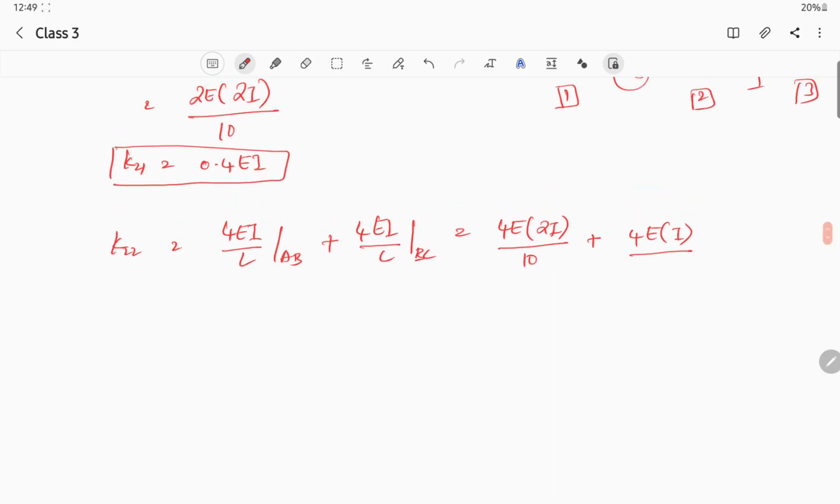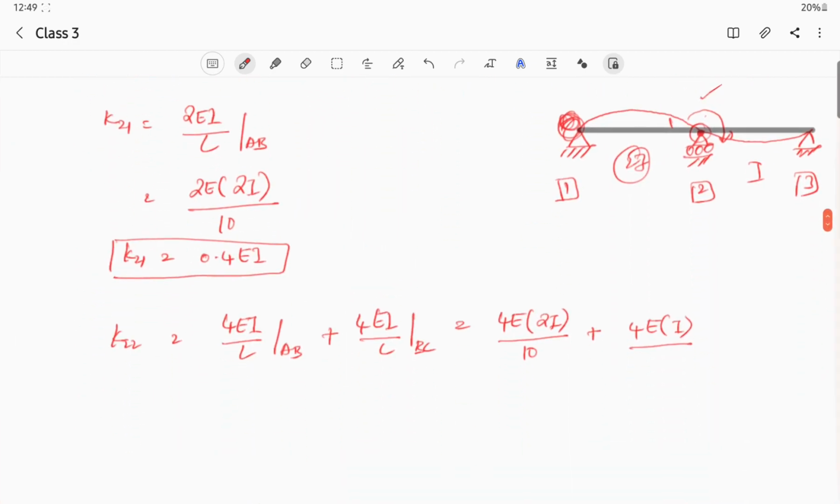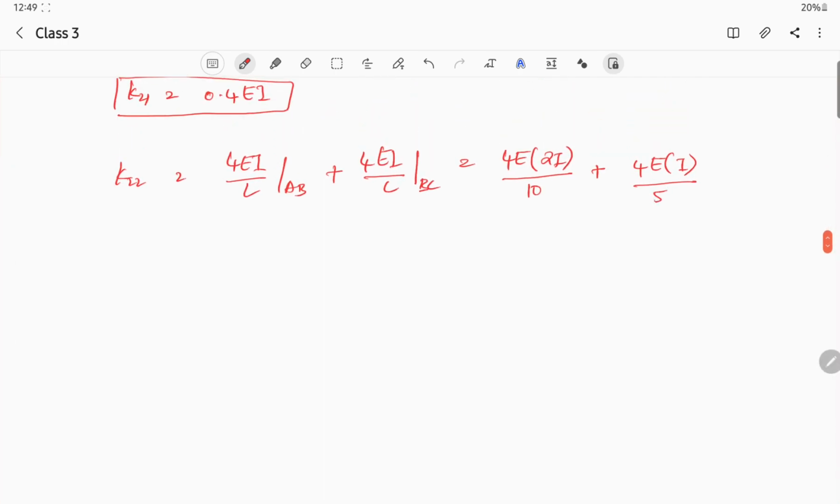What about span BC? The span of BC is 5 meters, right? So once you solve this one, for K22, 4 2s are 8, so this is 0.8 EI. Then 4 by 5, you will get 0.8 EI. So once you add, the final value for K22 is 1.6 EI. So this is K22.